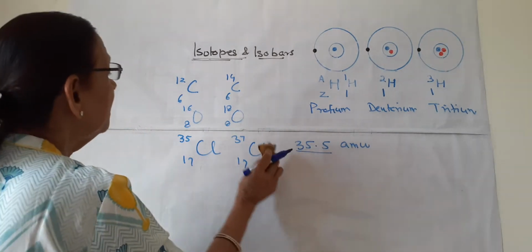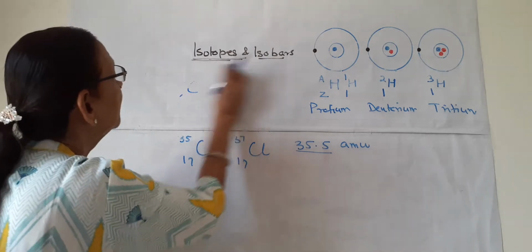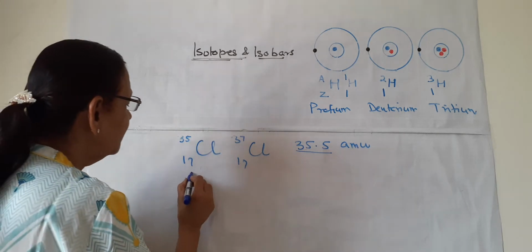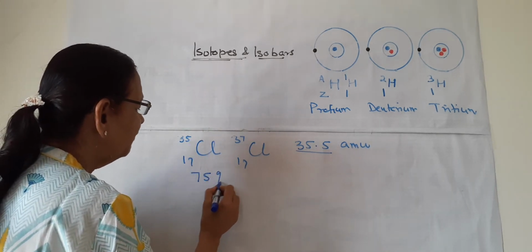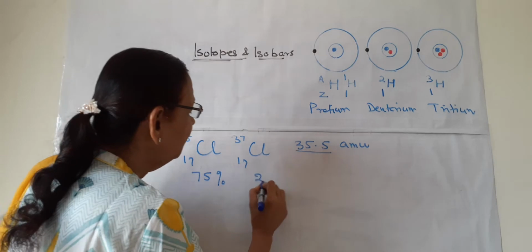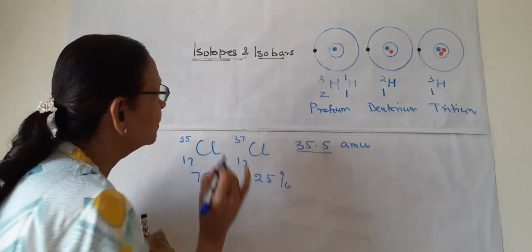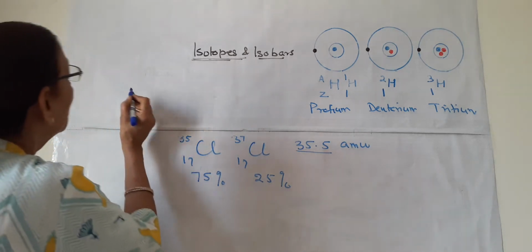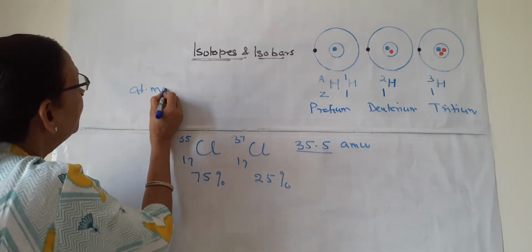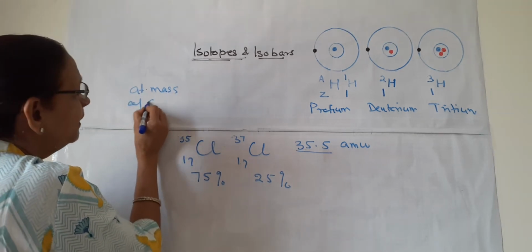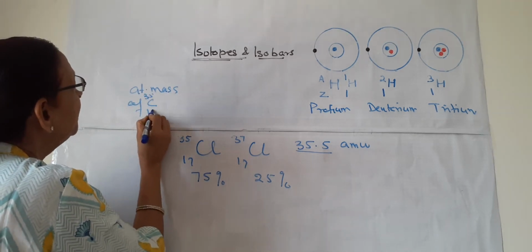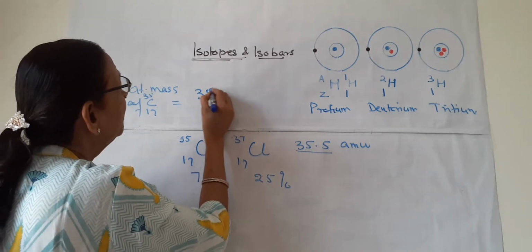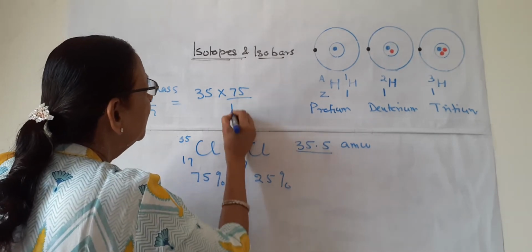35.5. We will see how it comes to 35.5. This chlorine-35 is found 75% in nature and 25% of the atoms found in nature are this heavy chlorine. So the atomic mass contribution of Cl-35, atomic number 17, will be how much? 35 into 75 upon 100.